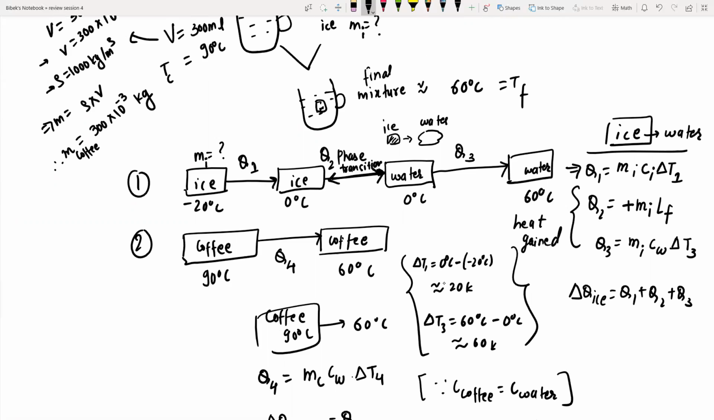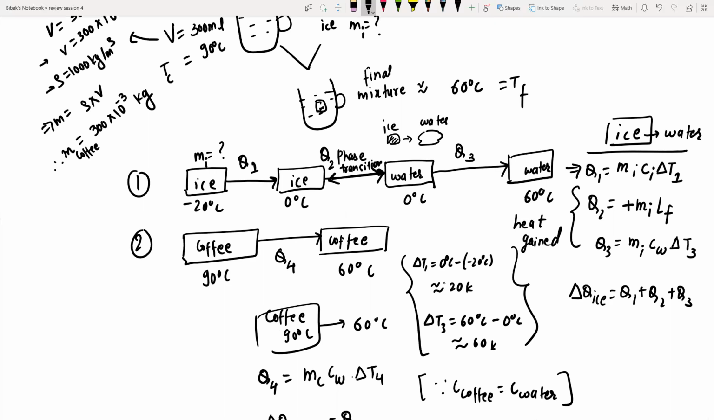So when you are dealing with a mixing of two things which are undergoing phase transition, you have to look at things independently. Here I'm looking at ice and water as two independent things. They are dependent on each other because the heat lost by the coffee is gained by the ice, right? But I'm trying to split the problem so that we can solve it easily. To do that, you only look at the ice at first. You don't look at the coffee at all.